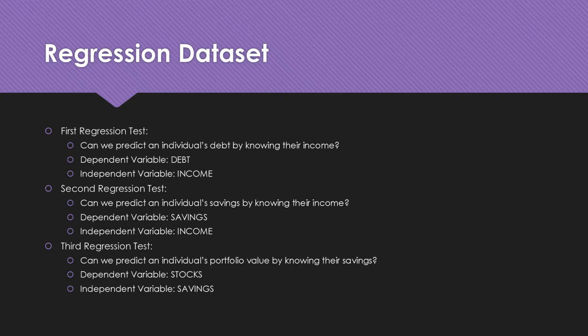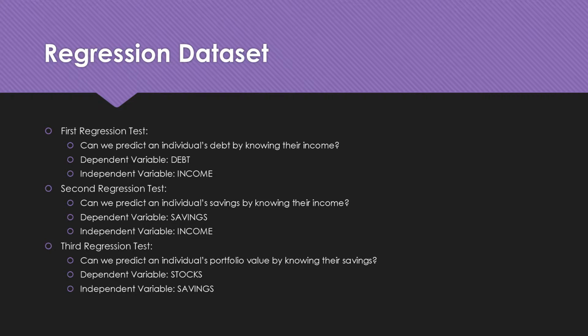So our next slide is the regression data set. These were taken from SurveyMonkey, asking participants in the Midwest United States questions regarding their income, debt, savings, and other important personal finance factors, in order to put this data set into the PSPP in order to perform it.